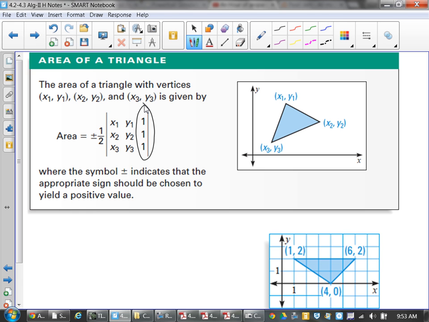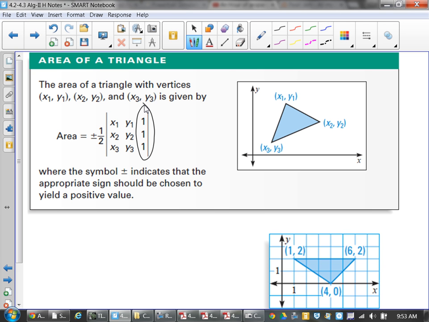Okay? Now take a look at what they're doing out in front. They're multiplying it by either plus or minus 1/2. What happens is your determinant can be positive or your determinant can be negative. If your determinant is negative, should you multiply it by a positive half or a negative half to find area? Negative. And if your determinant is positive, you multiply by positive or negative. Positive. Because area is always positive, that's the reason why they put that plus minus out front.